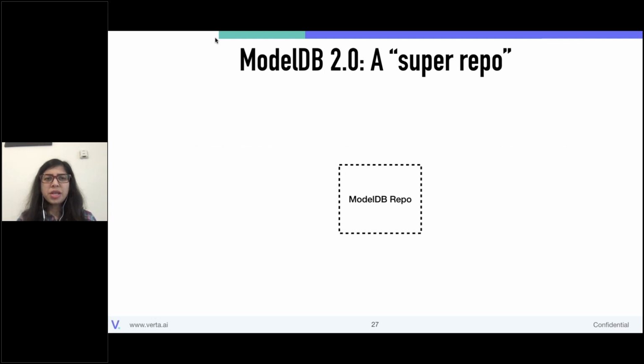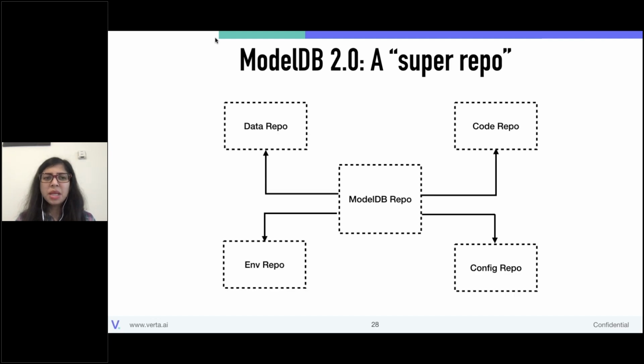The abstraction here is that ModelDB is a, let's call it a super repo. So just like you have a Git repo, ModelDB has its own repo. It has a lot of the same APIs that you would expect from Git. However, what ModelDB does is internally, it has a set of repositories for the different ingredients or constituents of the model. So we have a data repository, we have a code repository, environment, as well as config repository.